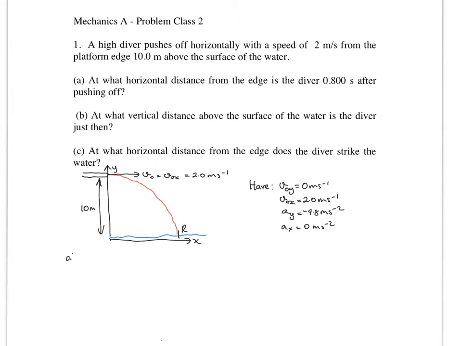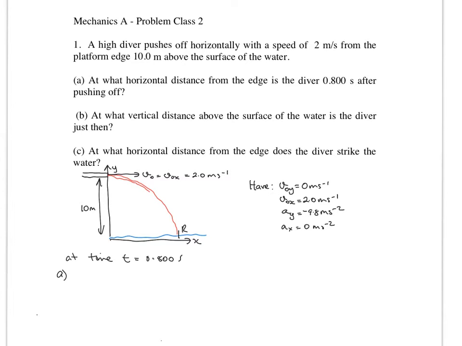So at some time, at time t equals 0.800 seconds, we are asked to find a, the horizontal distance from the edge that the diver is after that time. So we're trying to find out in his trajectory, as he's going along this trajectory, he hits some point at 0.8 of a second. Where is he horizontally? The next question asks, where is he vertically? And then we're asked to find what the range is. So let's start with question A.